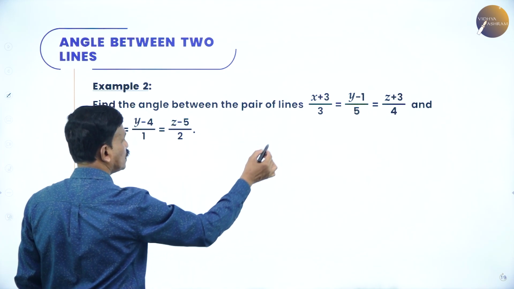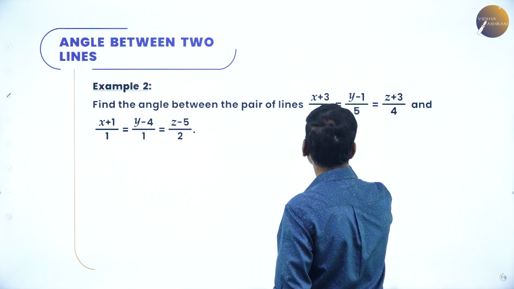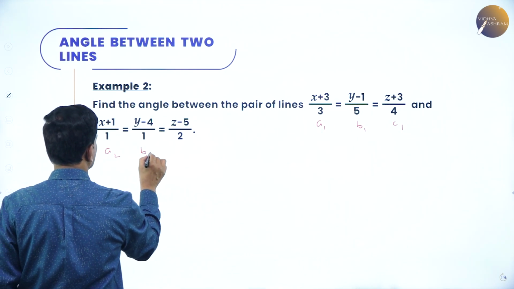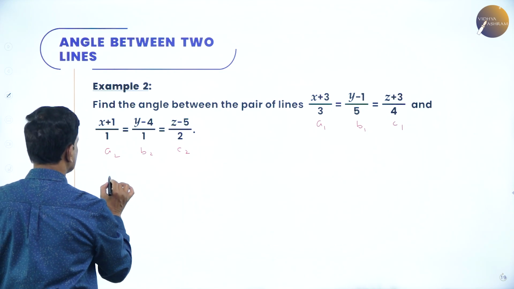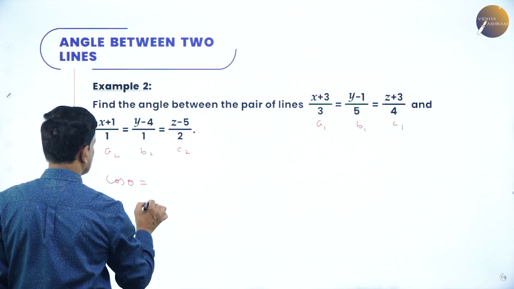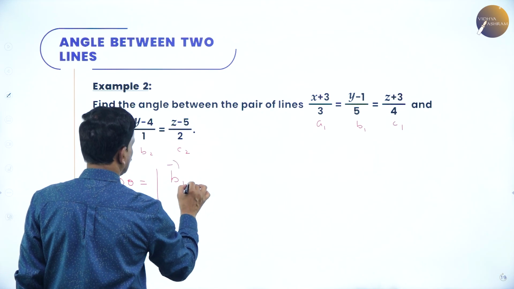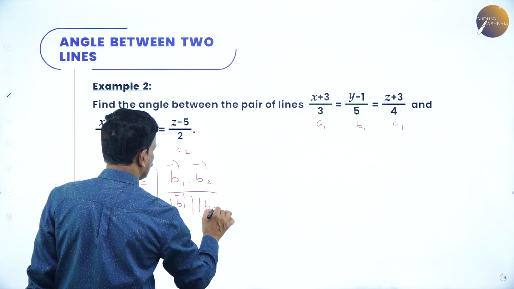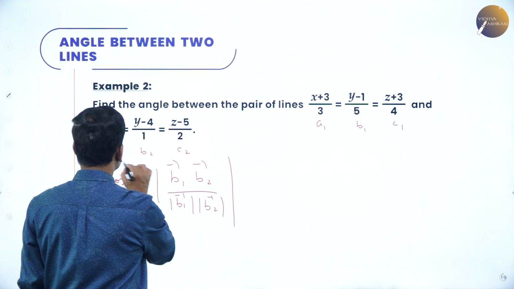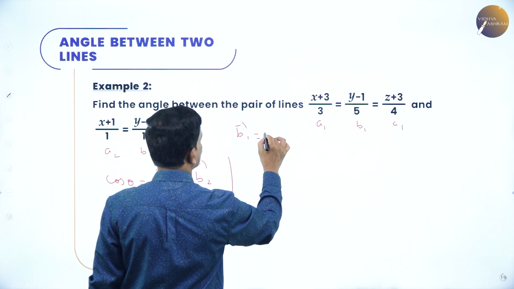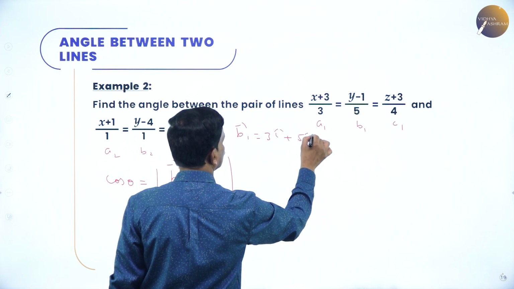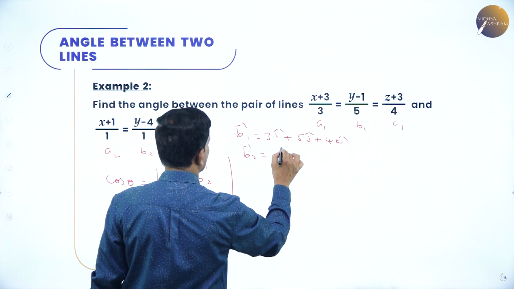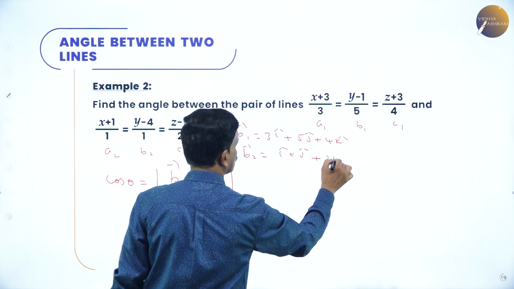Find the angle between the pair of lines. This is nothing but A1, B1, C1, and this is A2, B2, C2. Consider these values, that's all. So the angle of intersection between these is cos theta equals B1 dot B2 divided by the length of B1 and B2 vectors. So what are B1 and B2? Vector B1 is 3i plus 5j plus 4k, and another vector B2 is i plus j plus 2k.